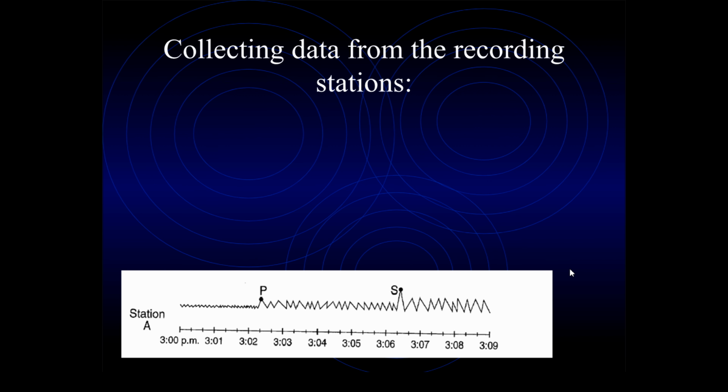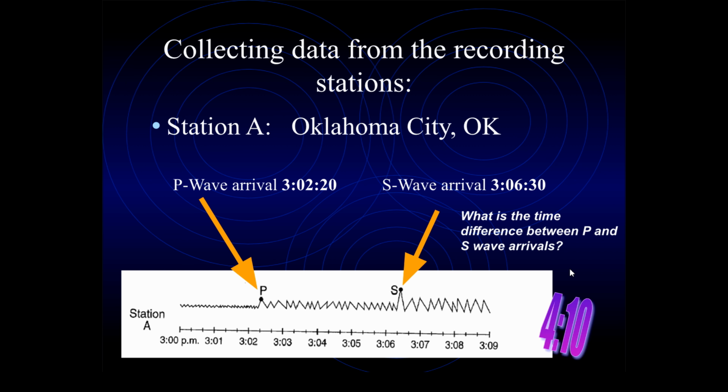All right, hopefully you did that, and you figured out that your lag time is 4 minutes and 10 seconds. So you subtract that out. 30 minus 20 is 10. 6 minus 2 is 4. 4 minutes, 10 seconds. Go ahead and jot that number down. You're going to need it later. So Oklahoma City, 4 minutes, 10 seconds.